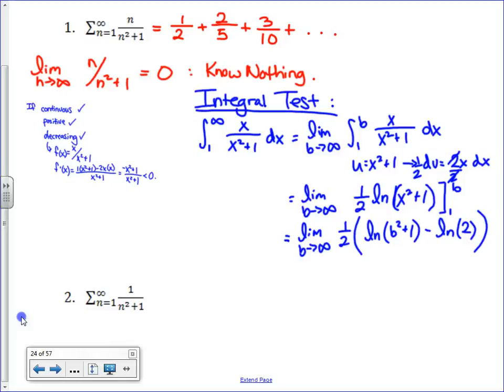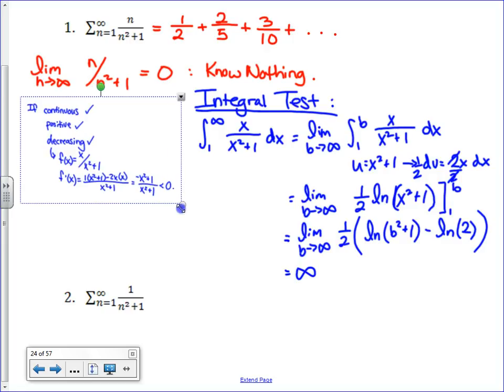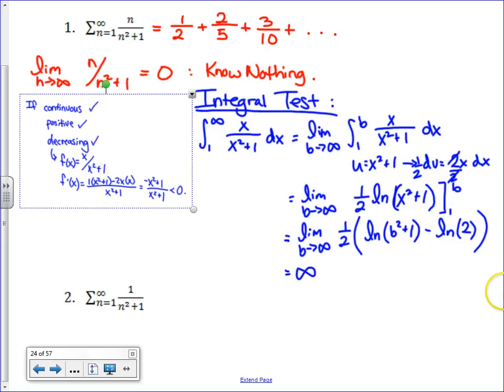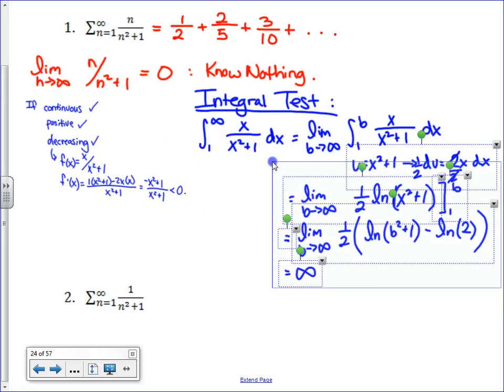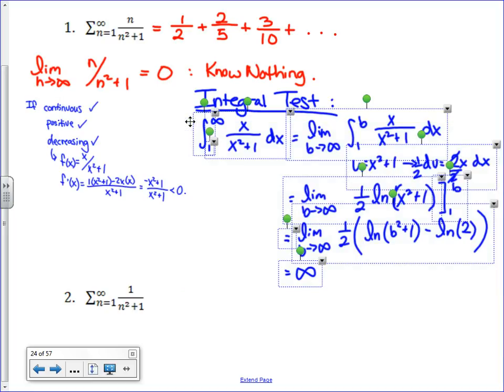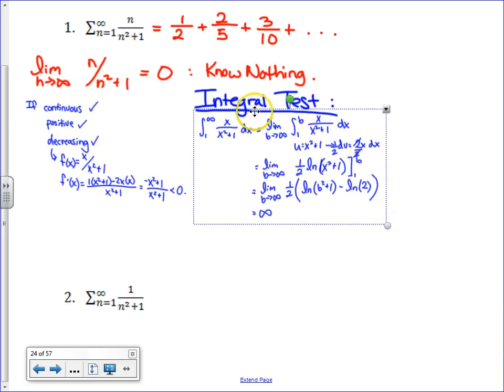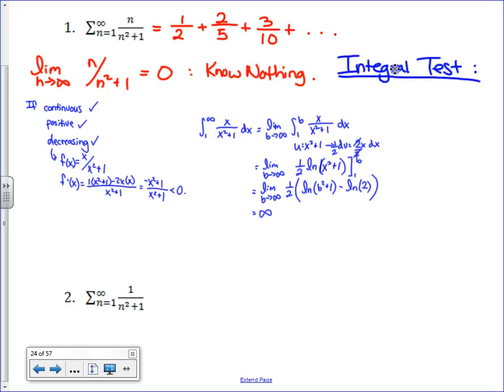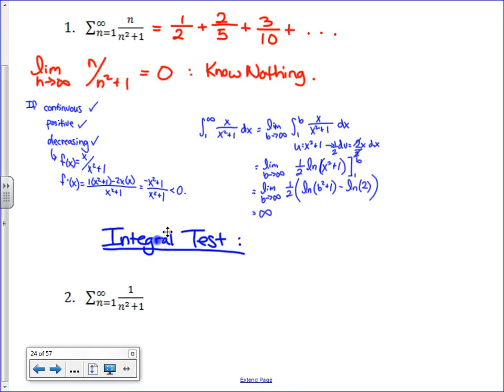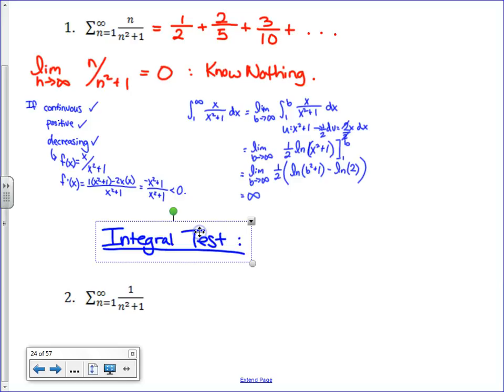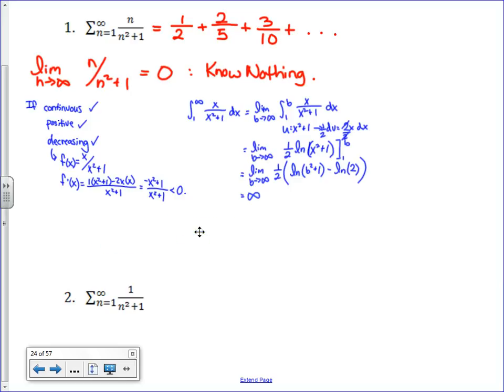By the integral test, I did my work. I checked geometric, it wasn't, bummer. I checked nth term, limit was 0, bummer. I said, okay, conditions are true, I can do integral test. But what does that tell me? It's divergent by the integral test.